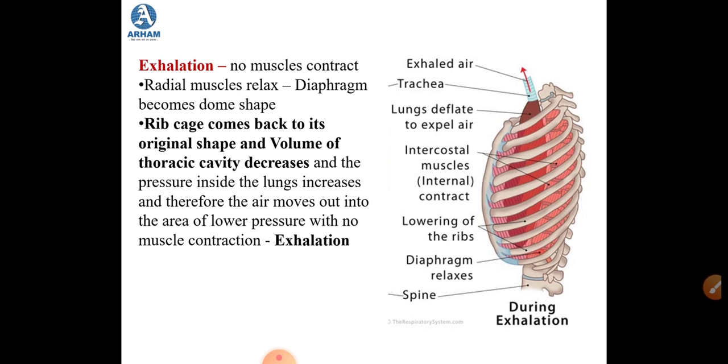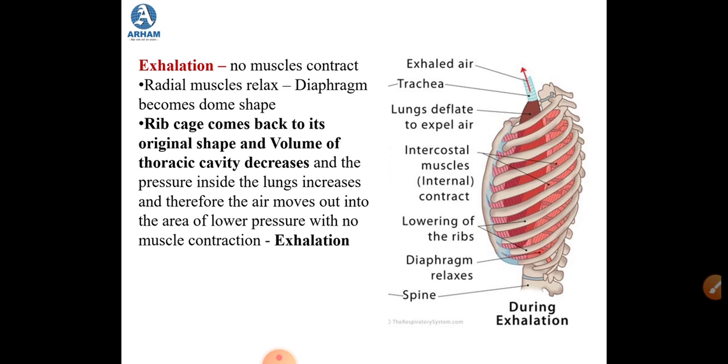Next, let us speak about exhalation. In exhalation, no muscle contraction takes place. The radial muscles relax, which means the diaphragm becomes dome shaped again. The rib cage comes back to its original position, and the intercostal muscles also do not contract, they relax. The volume of the thoracic cavity now decreases, and as the volume decreases, the pressure inside the lungs increases.